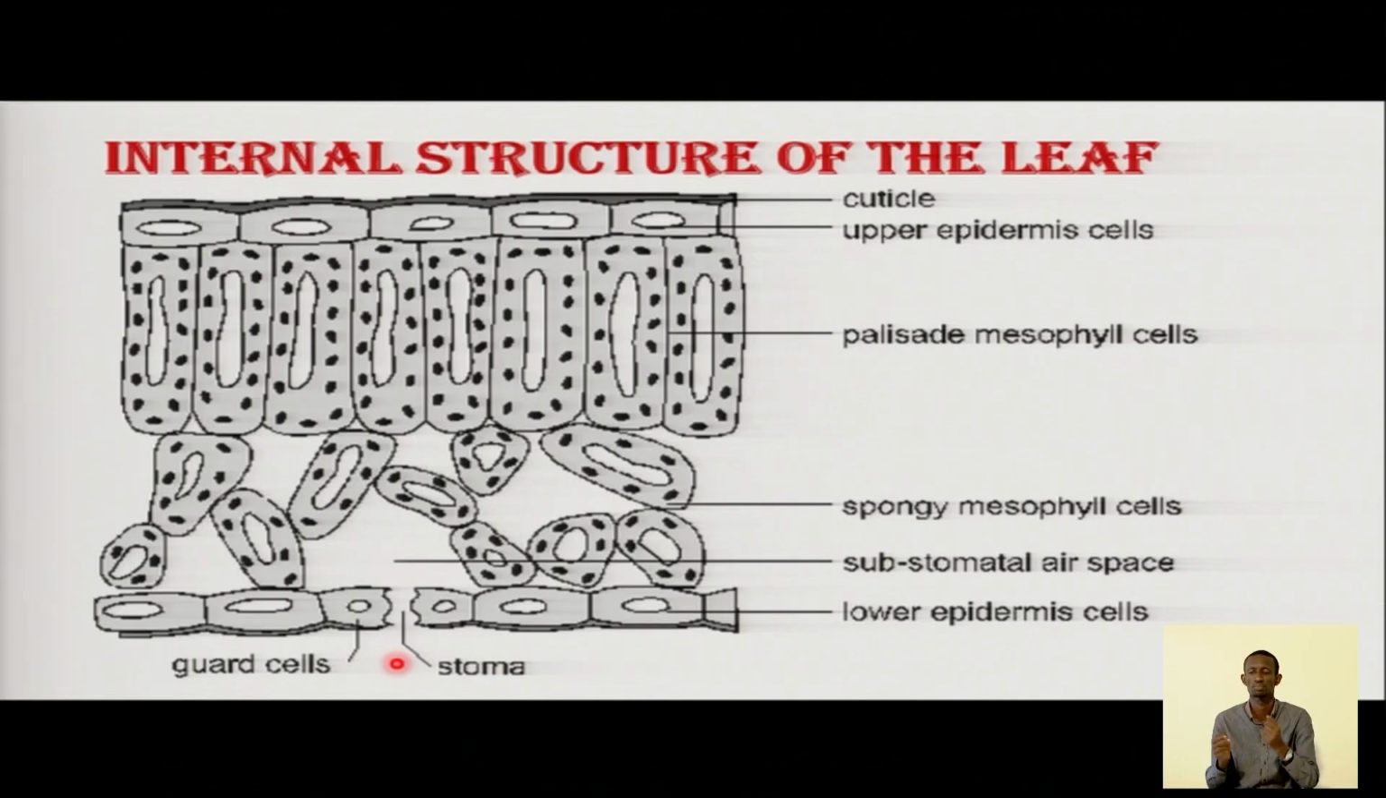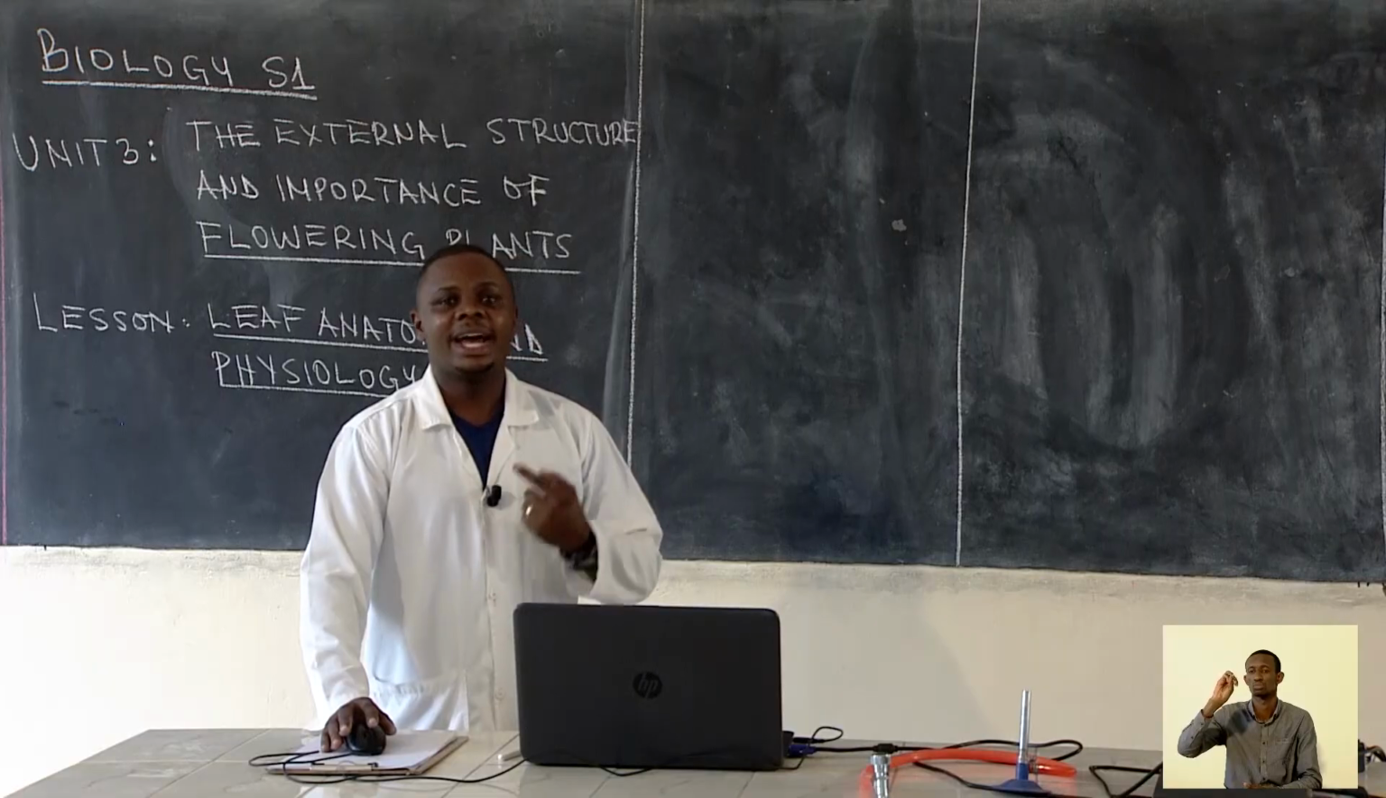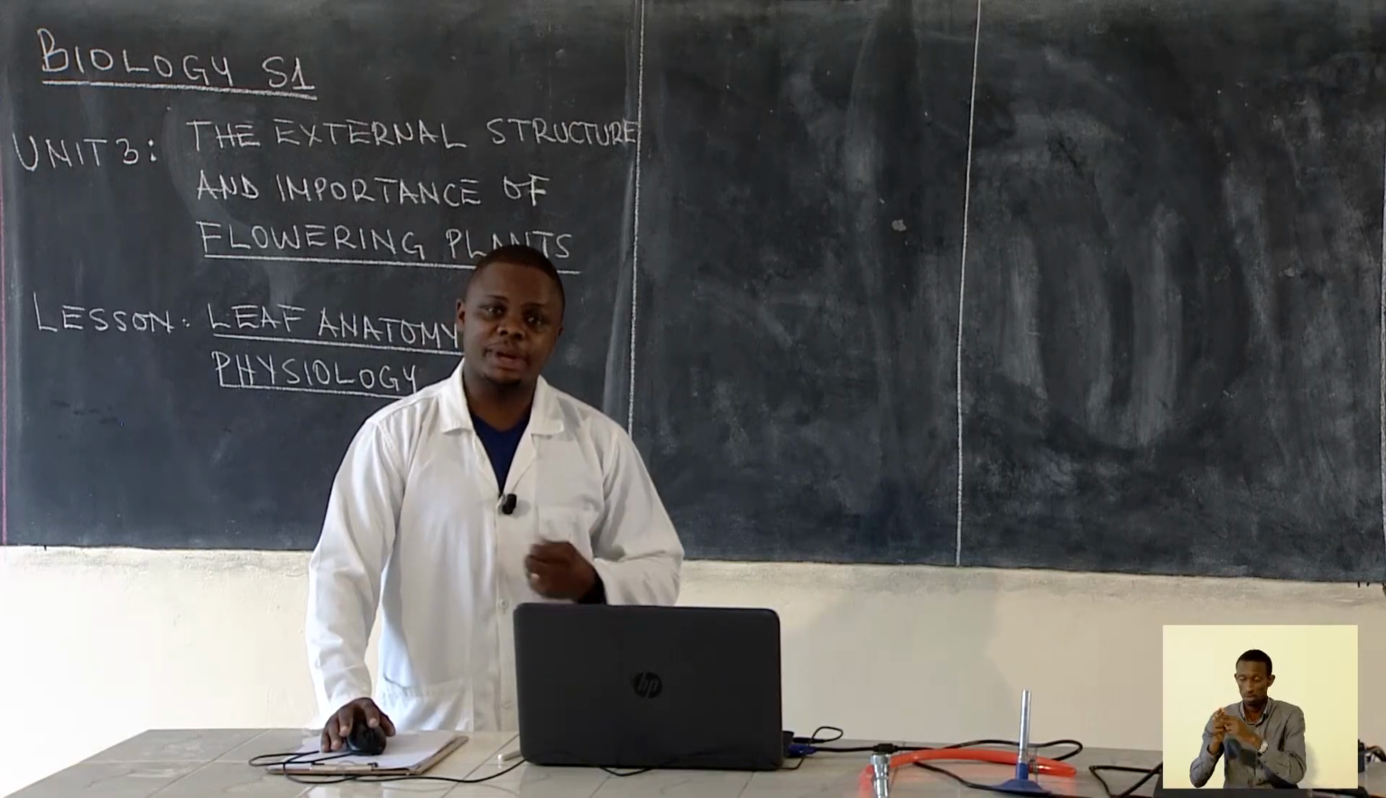That means a gas like carbon dioxide can go inside, and then it is used in the process of photosynthesis. Then oxygen can get out. Remember, oxygen is produced as a byproduct of photosynthesis. It can get out through the stoma. Stoma is in singular, and in plural we say stomata.